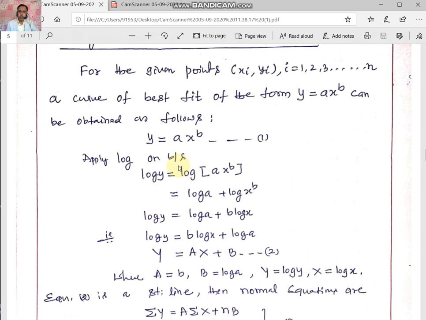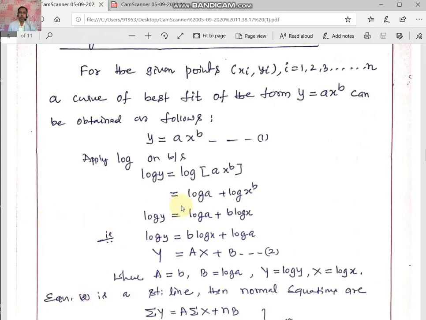We are converting this y is equal to a x power b into straight line form, that is, applying log on both sides. So log y is equal to log of the product, log m into n formula we are applying, log a plus log x to the power b. So log y equals log a plus b times log x, or you can rewrite this as log y equals b into log x plus log a. Log a is constant here.